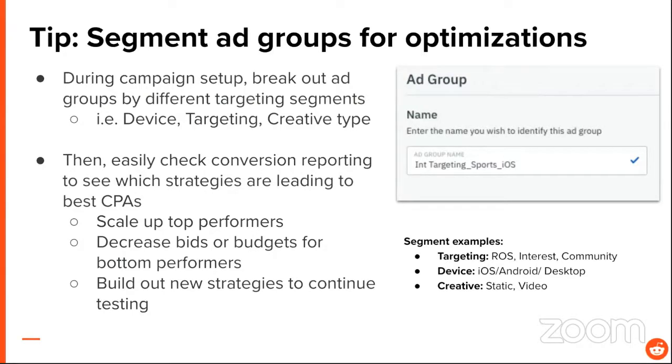Other examples of segmenting can be one ad group targeting sports versus one news, or one ad group with only static creative versus only video creative. And so breaking out ad groups like this really facilitates fast insights and fast optimizations.